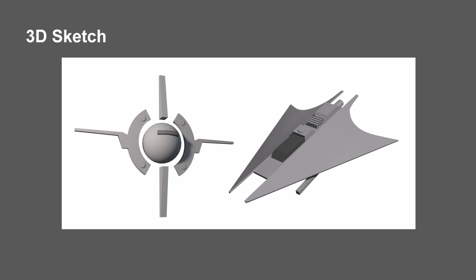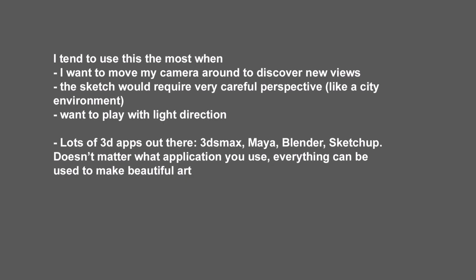So next comes 3D sketches, which is when you create something that's actually dimensional but low res in order to figure out a particular design. I tend to use these the most when, number one, I want to move my camera around to discover new views, like for example, creating a simple environment and then moving the camera around. Number two, when the design has a lot of perspective. And while I can draw in perspective, drawing in perspective takes more time than setting up something quickly in 3D, where you basically get the perspective for free.